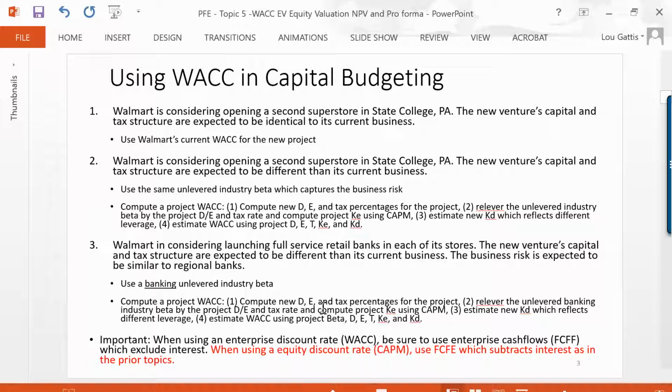An alternative would be to estimate equity cash flows. So I could subtract out the impact of debt and interest payments, and then that would be the cash flows available to pay equity holders only. However, in that case, I would only discount that project using an NPV using the CAPM discount rate, which is the cost of equity.